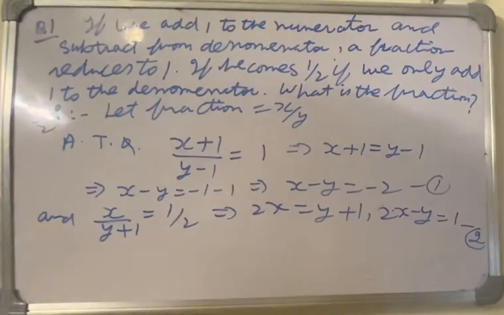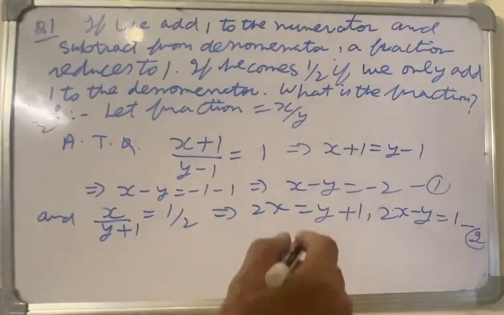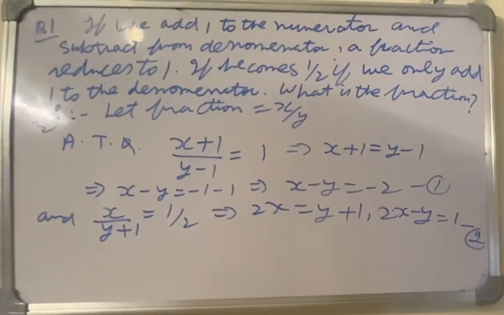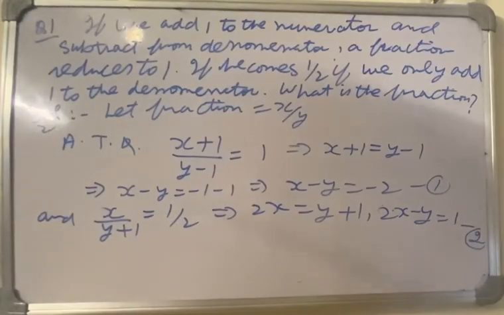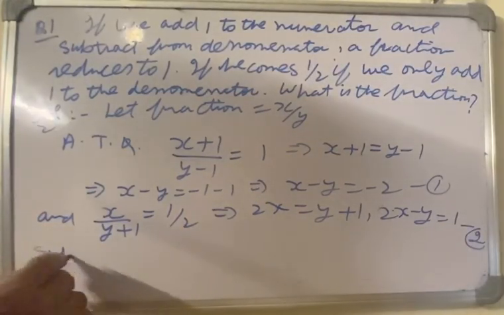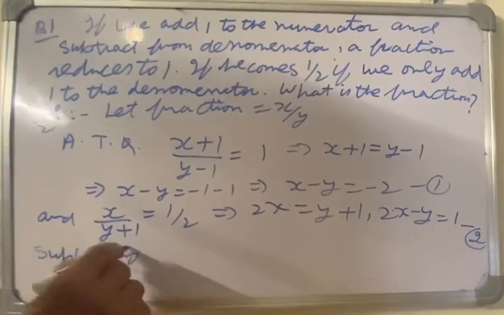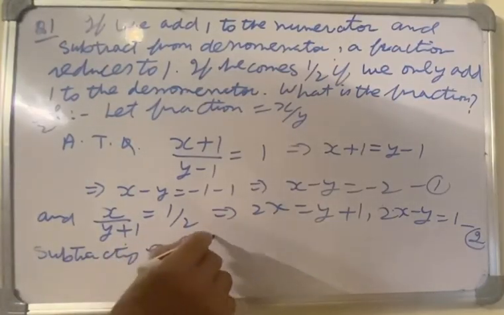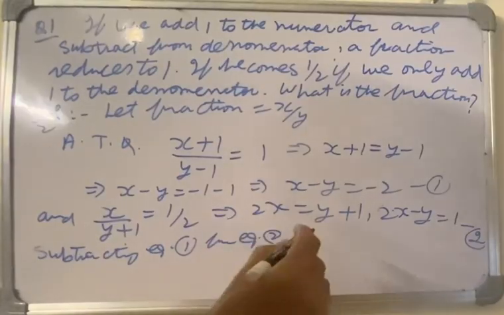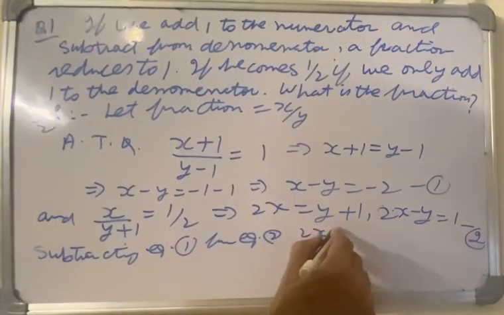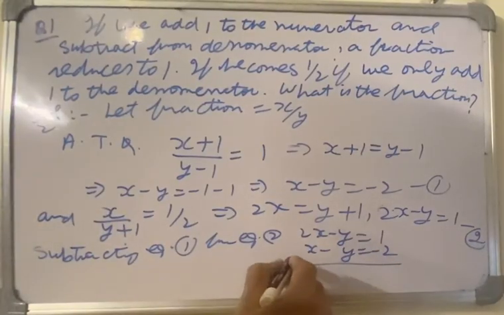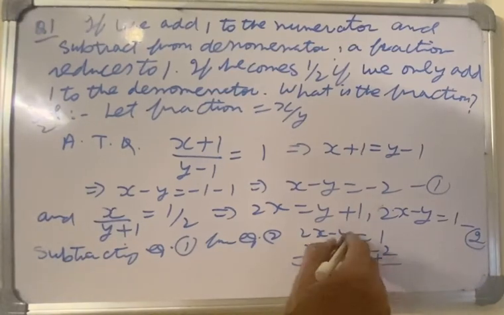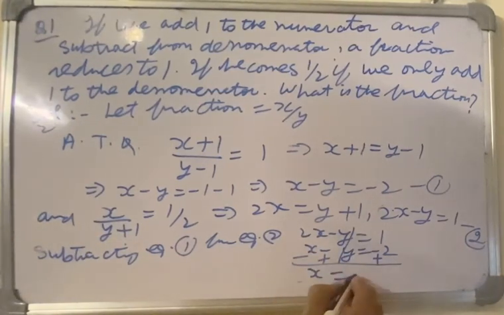Now we shall solve the first and second. You can see that the coefficients of y are already equal, so we need not multiply by anything. Just subtract equation 1 from equation 2. Therefore, 2x minus y is equal to 1, x minus y is equal to minus 2. Minus, plus, this cancelled. x is equal to 3.